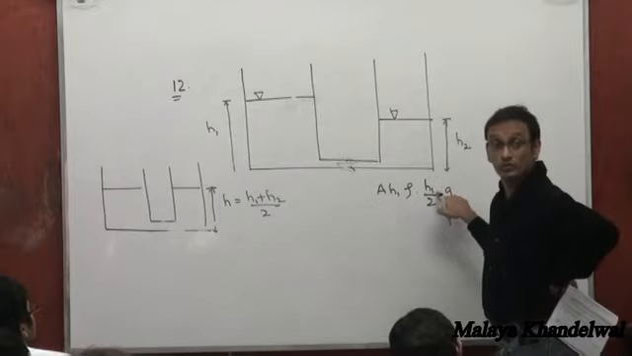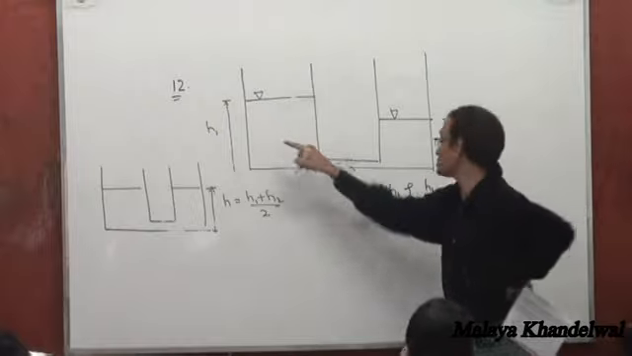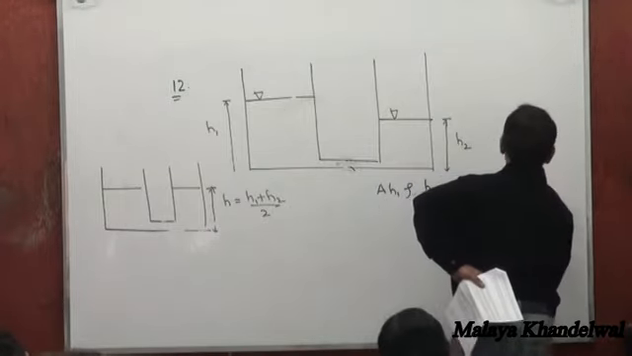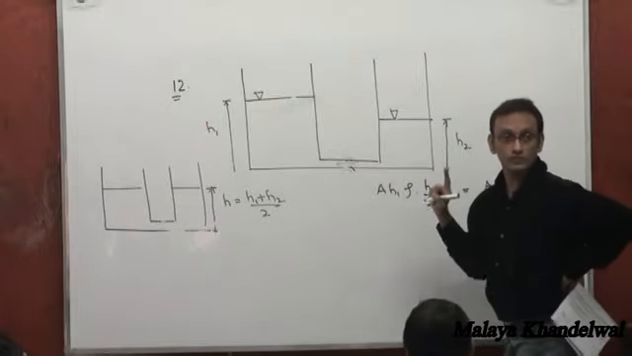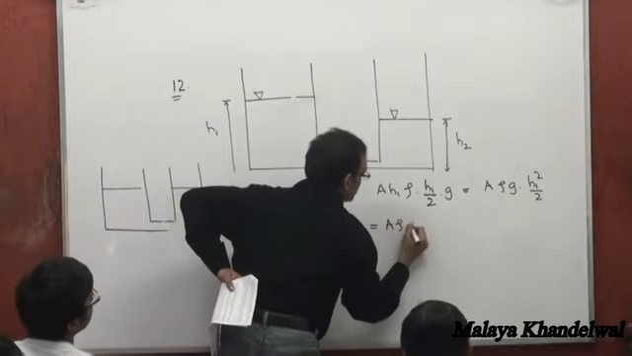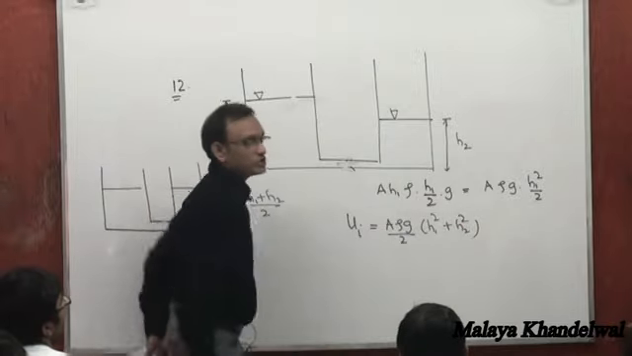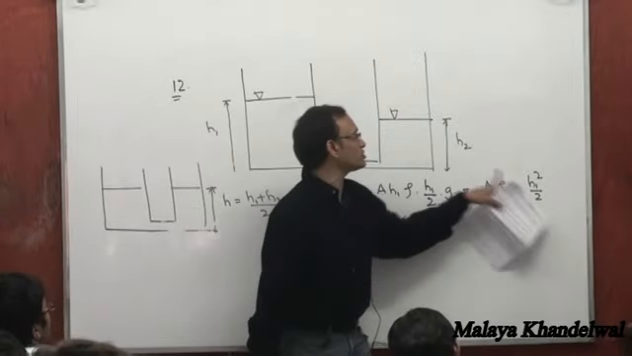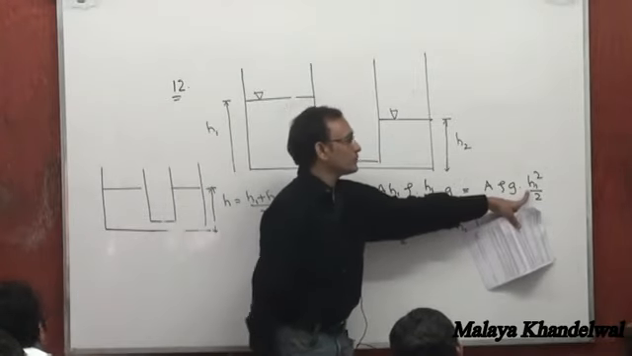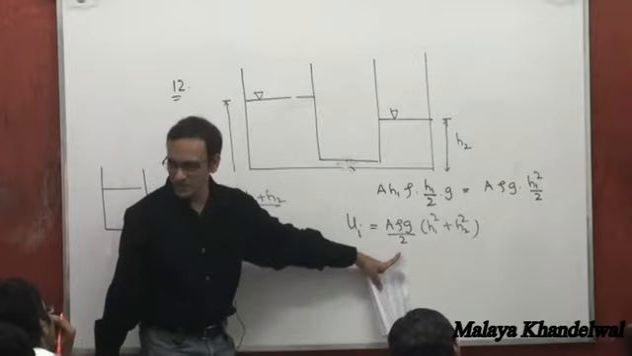mg into height H1 by 2. That will give me the potential energy of this, right? That is A rho g into H1 squared by 2. That's the potential energy of this. What's the total initial potential energy therefore? A rho g by 2 into H1 squared plus H2 squared. That's the total initial potential energy. Same expression for H2, replace H1 by H2, and you will get the potential energy of the other vessel. So that's the total initial potential energy.